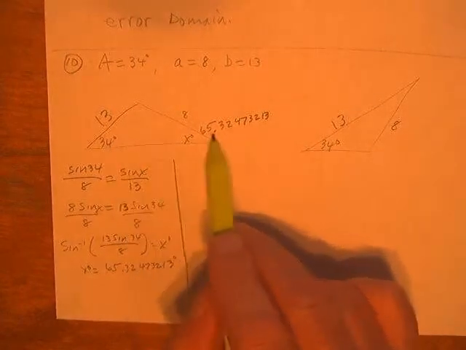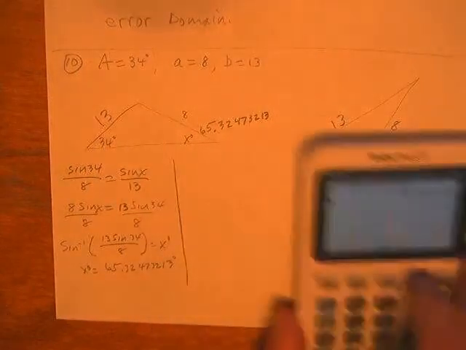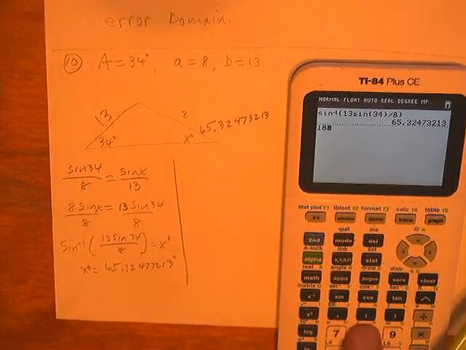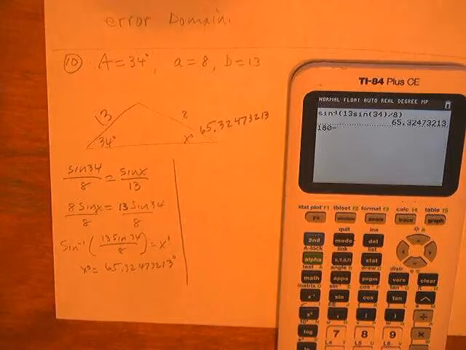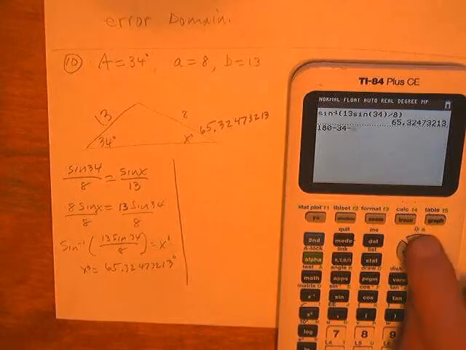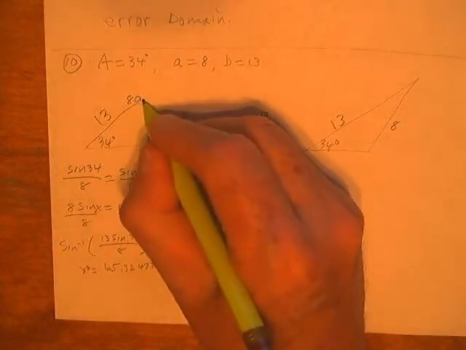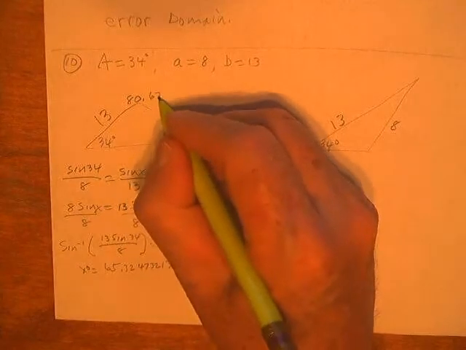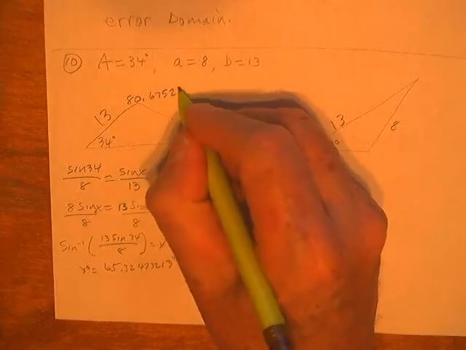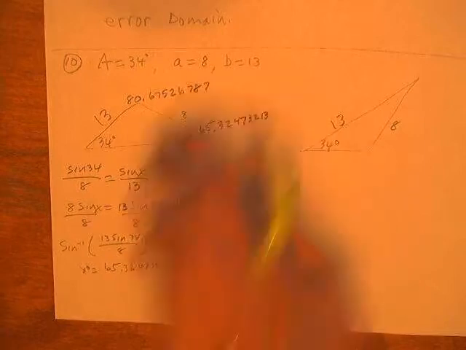Okay, let's see. I could subtract these two from 180 and get that one. That sounds like a calculator issue. Let's just go grab it. There's that third angle: 80.6752, 6787.